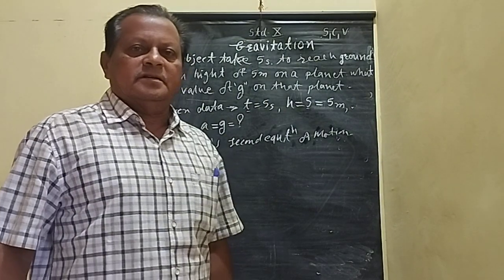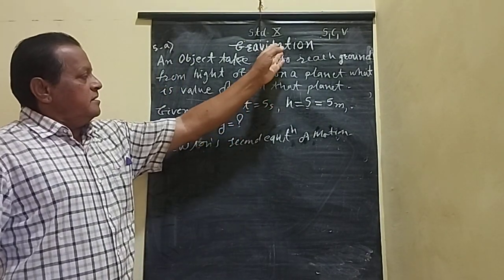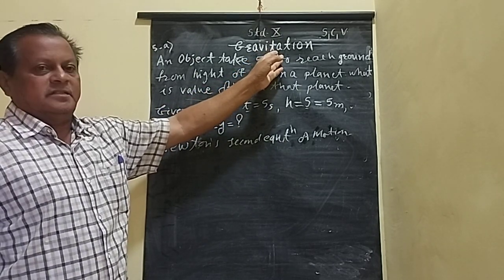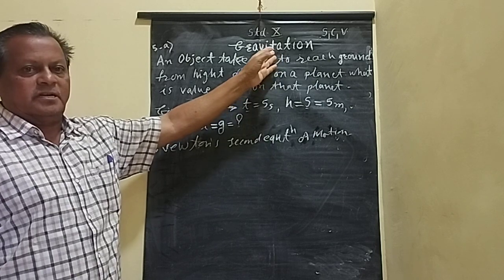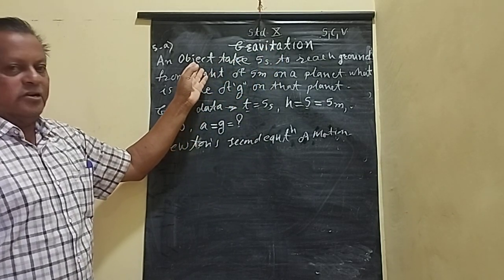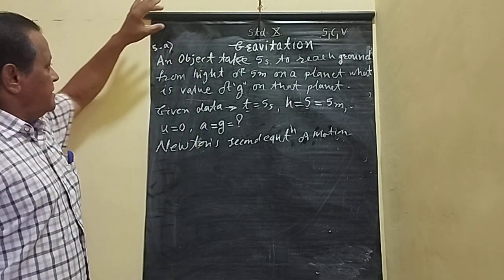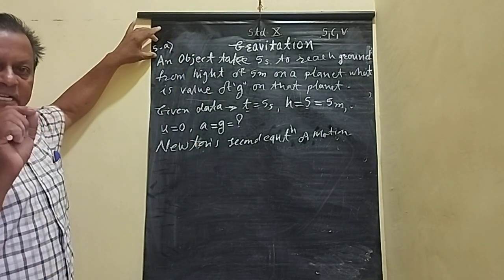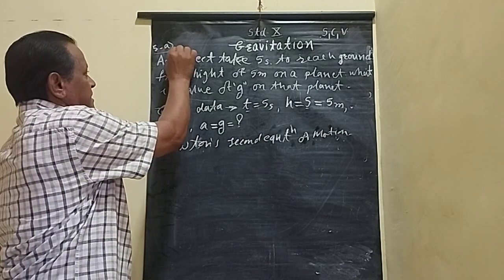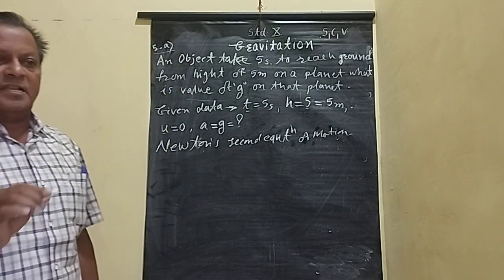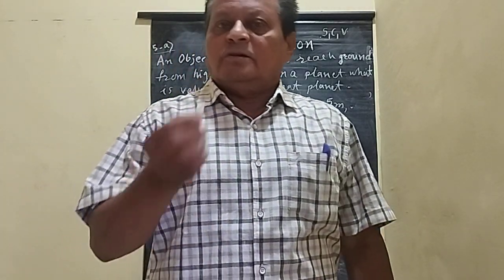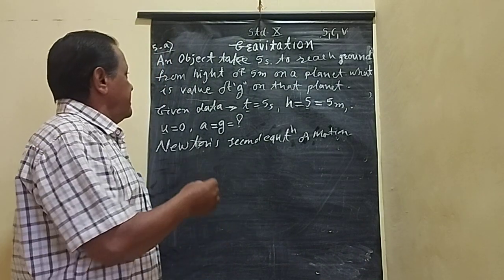Hello student, today in gravitation from Science 1, Standard 10, we are going to learn numericals from this chapter. Numericals are given in your textbook. Some are solved, and in question 5a some examples are given for you. So that example we will solve here.